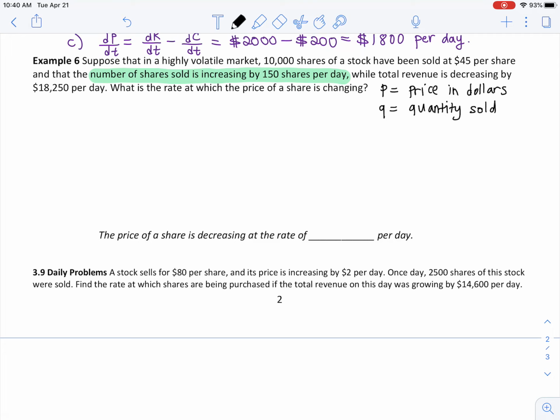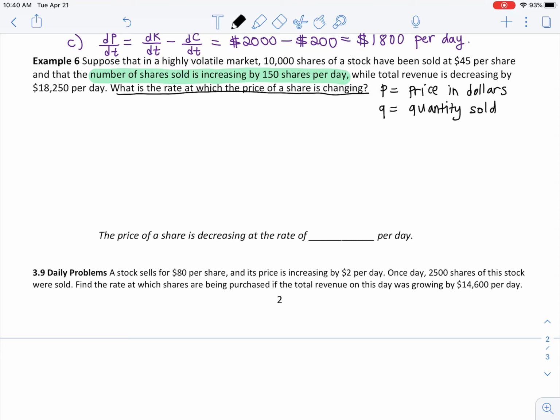And then the number of shares. I can use N, but let me use Q for the quantity sold, okay? So what's the revenue? The revenue, because they're going to be asking for it. While the total revenue is decreasing by $18,250 per day. And what is the rate at which the price of a share is changing? So we are asked to find this part right here. What is the rate at which the price of a share is changing? We're asked to find dP/dt here.